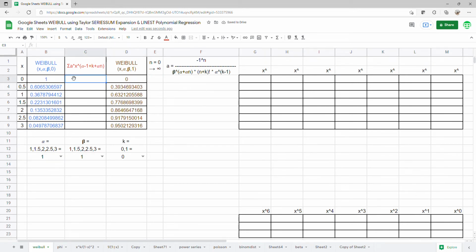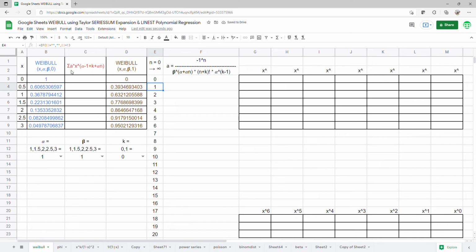Now we continue with the Taylor-Maclaurin series sum expansion for both, which is the summation of a times x to the power of alpha minus 1 plus k plus alpha n, where the value of n is from 0 to infinity.